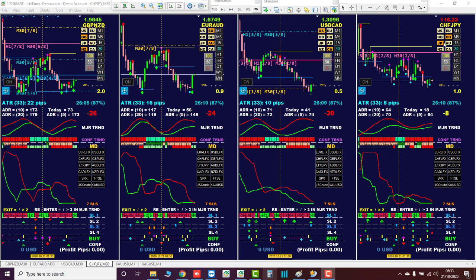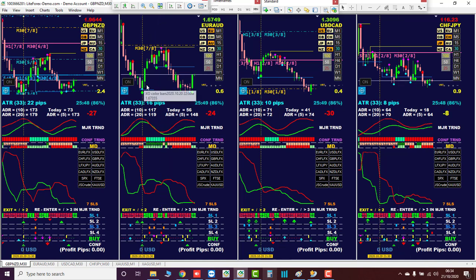We're looking at the same charts, the same currency pairs: Pound New Zealand, Euro AUD, USD CAD, SHIB JPY. Now we're hunting for the new setup or new entry positions. The yellow line is where we left off yesterday for the last trade. We came out around here on these pairs.